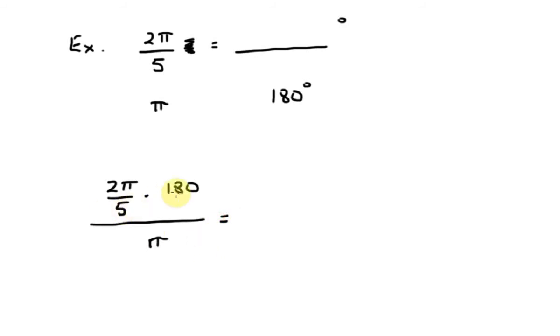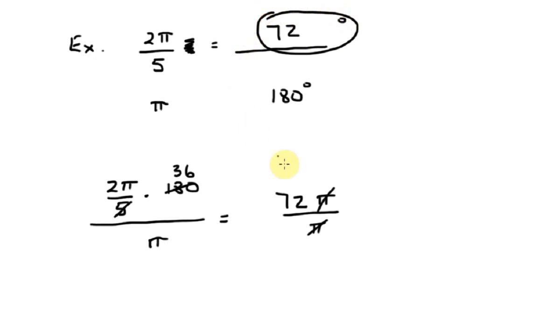Well, okay, let's just take it one step at a time. Let's divide the 5 into the 180. So 5 goes into 180, 36 times. So this is going to look like this. I'm going to have 72 times pi, and then I'm still dividing by pi. So look at that. These pi's cancel, and I'm left with just 72 degrees. So 2 pi over 5 is the same as 72 degrees.